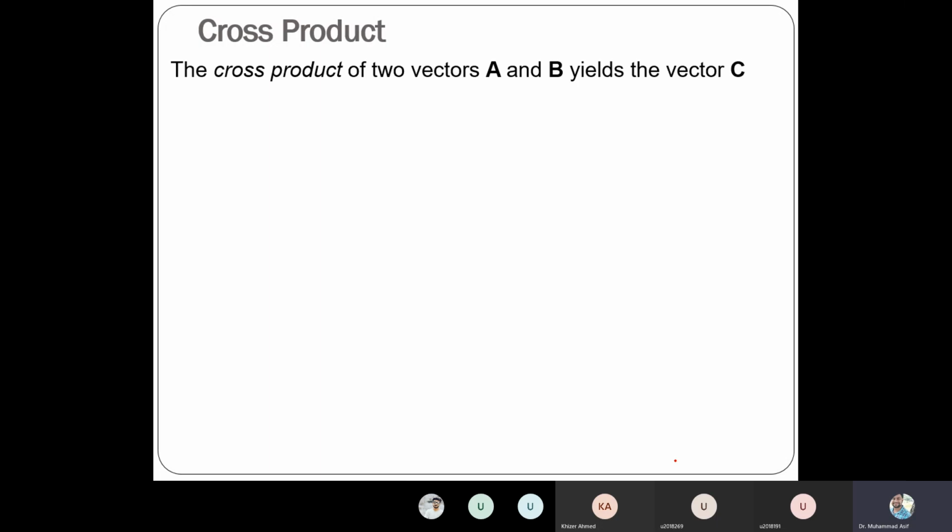Now again, we have a cross product. The cross product means that when two vectors are multiplied, the product is again a vector quantity. Say we have two vectors, A and B, then A cross B gives you another vector, and we call that a cross product. Mathematically, the cross product is equal to the magnitude of A, the magnitude of B, and the sine of the angle between them. So this is the magnitude, right?